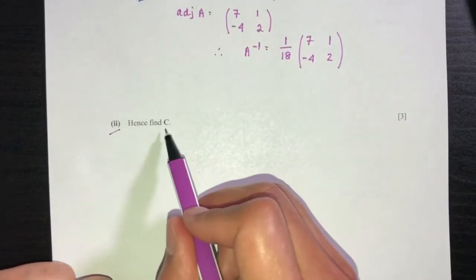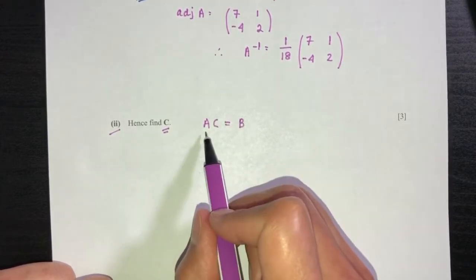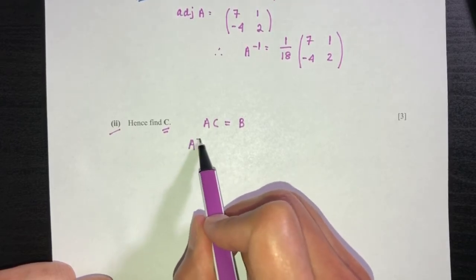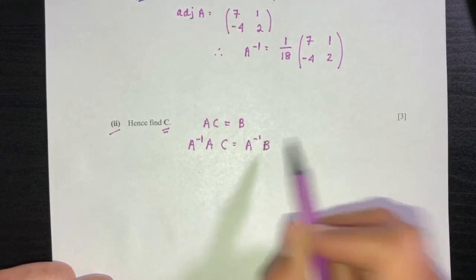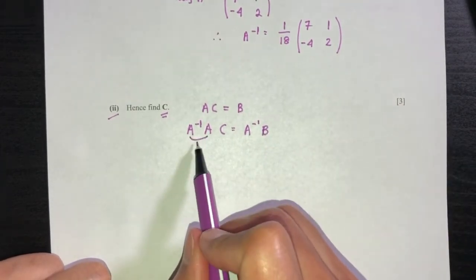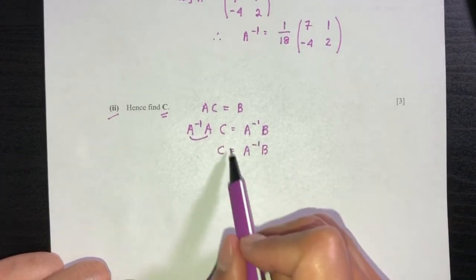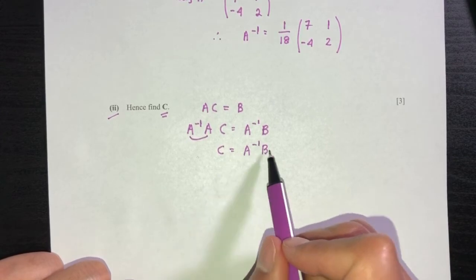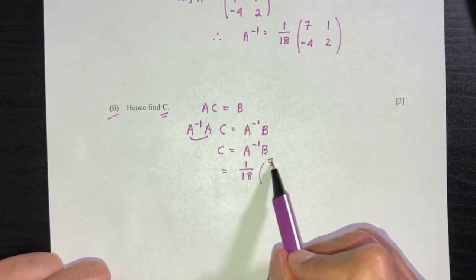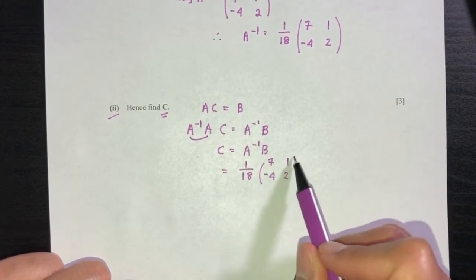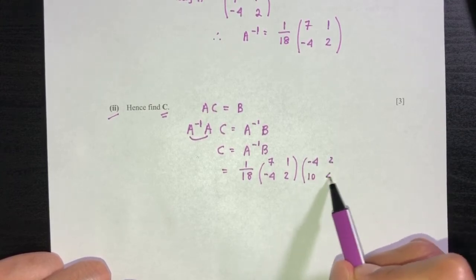Now for part 2, hence find the value of C. So we have to use our equation given to us. So how can you eliminate A? You have to multiply by A inverse: A inverse A C equals A inverse B. So these two will cancel out. You will have C and A inverse B. So to find the value of C, we have to times A inverse to B. A inverse is 1 over 18, this 7 minus 4, 1, 2, times B given to you by minus 4, 2, 10, 4.